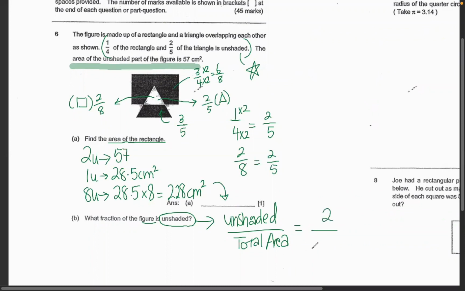Yeah. What about the total area? The total area, let's talk about the rectangle. Rectangle is 6, correct? Triangle is 3. So therefore you get 2/9, and this is your answer.